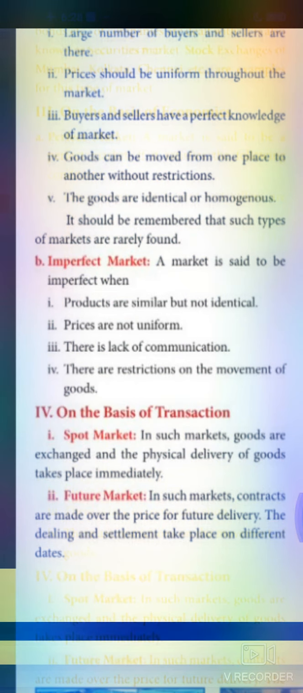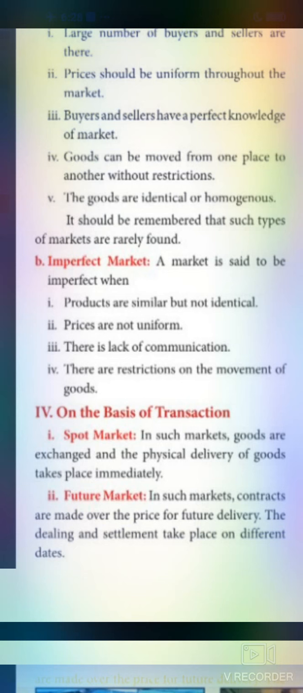Now next one is on the basis of transactions, the markets can be divided into spot market and future market. First one is spot market. In these markets, the goods are exchanged and the physical delivery of the goods can take place immediately. Goods should always be settled and payment should also be settled quickly. That is spot market.